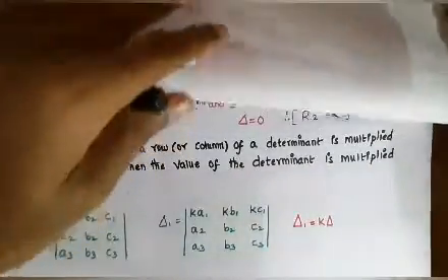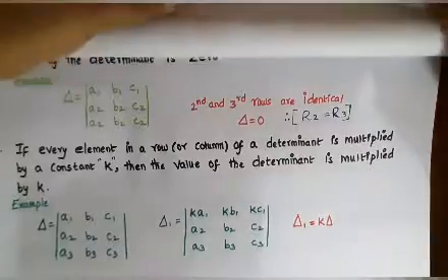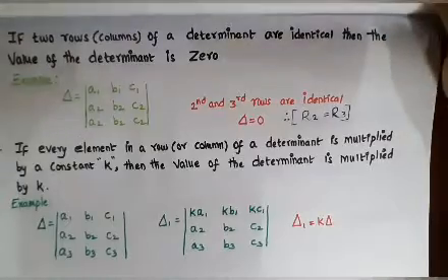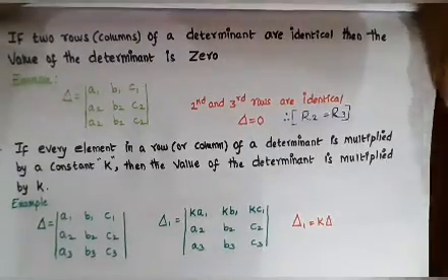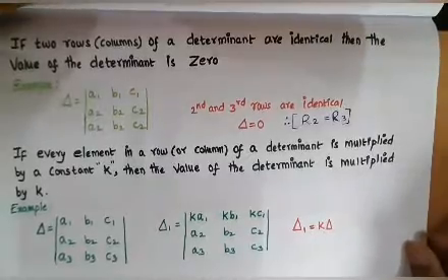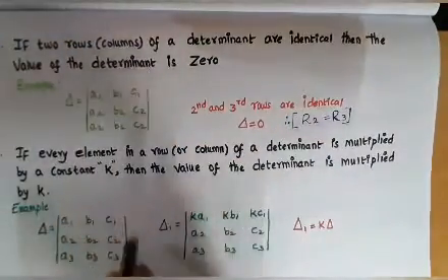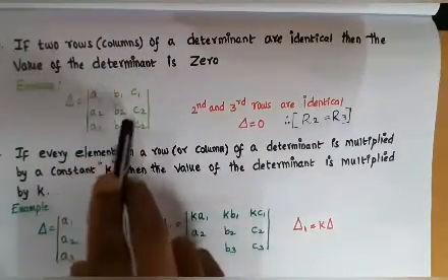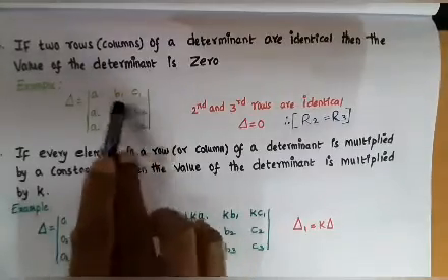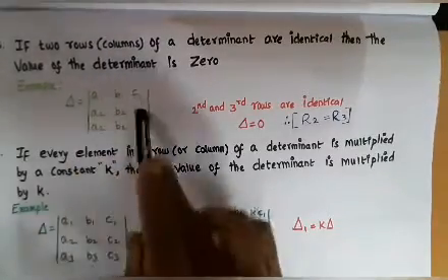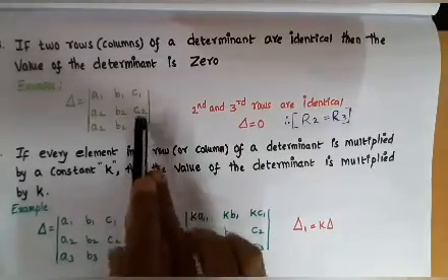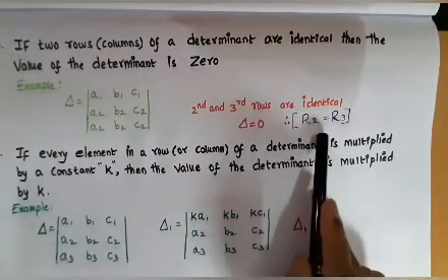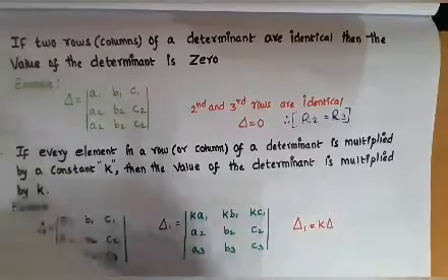Then we move to property number 3. If two rows or columns of a determinant are identical, then the value of the determinant is 0. That means two rows or columns are identical, meaning the same. You have a1 b1 c1, a2 b2 c2, a2 b2 c2. You can see row 2 and row 3 are the same, so they are identical. If it is identical, the del value will be 0. Second and third rows are identical, so R2 is equal to R3, then the del value will be 0.